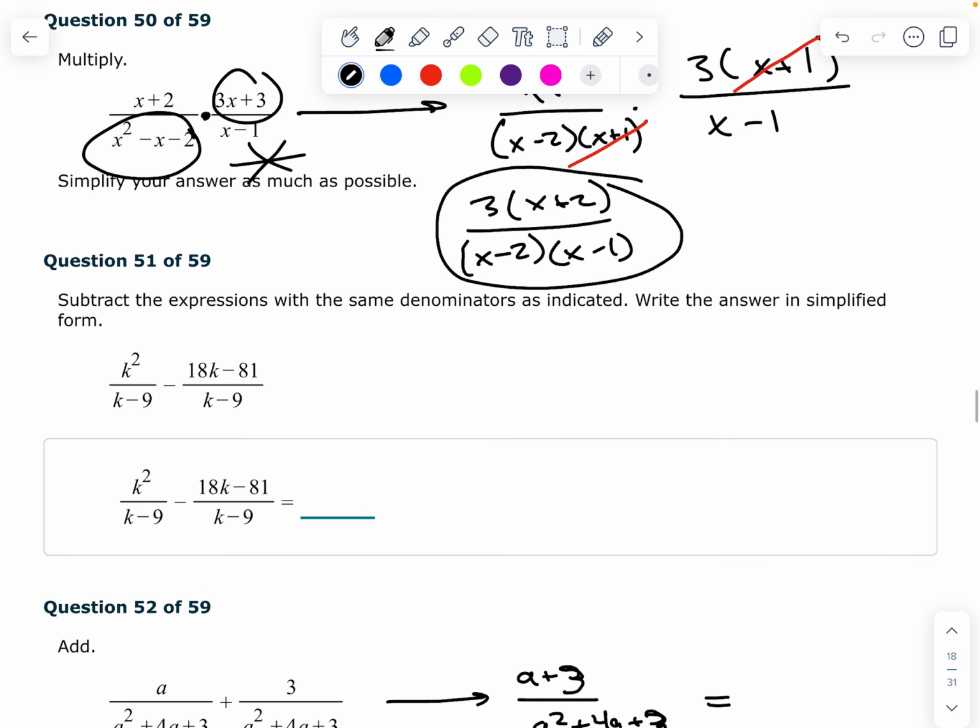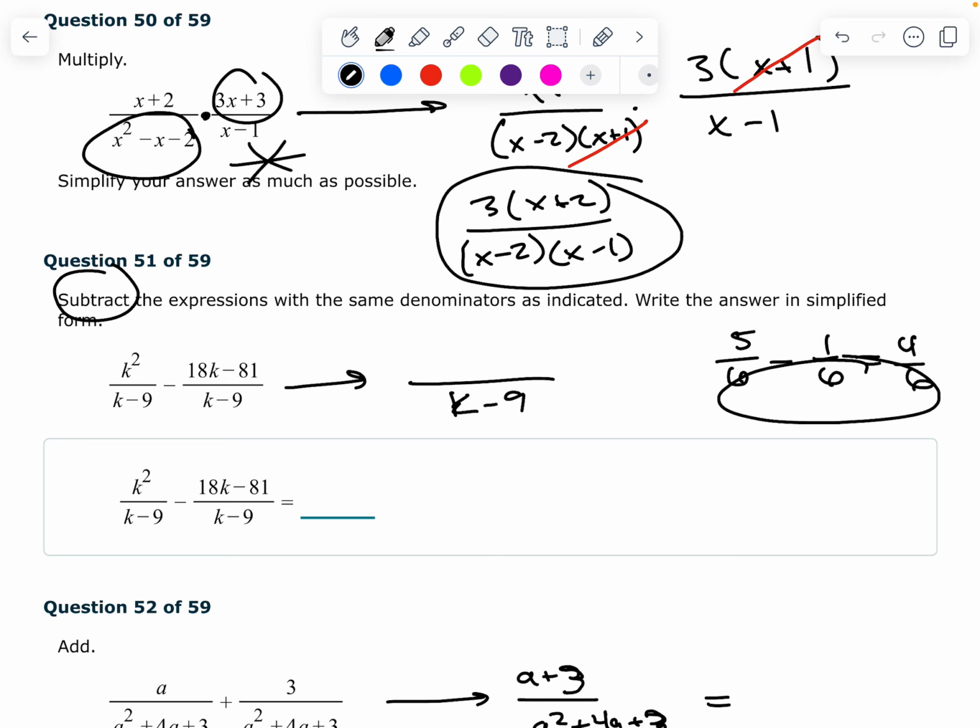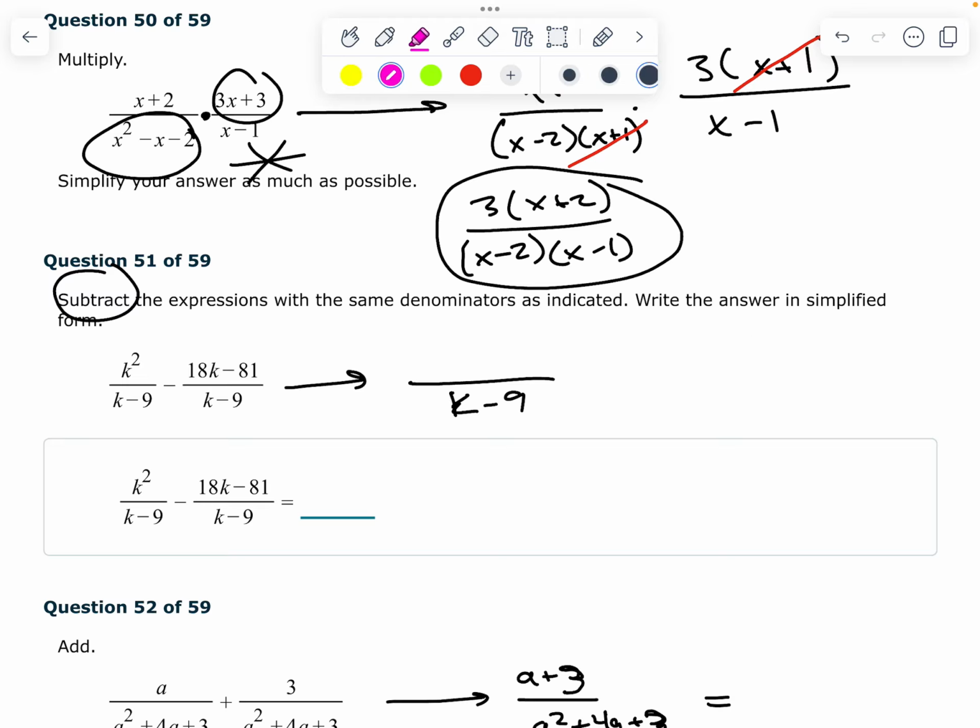On your test, if it asks you to add or subtract, you're going to have common denominators already, okay? So for us to add or subtract, all we have to do is keep the bottom the same, right? If I said 5/6 minus 1/6, that would be 4/6. We keep the bottom. We subtract across the top or add, whatever. All right, so for me, the bottom is going to stay the same. k squared minus 18k minus 81.